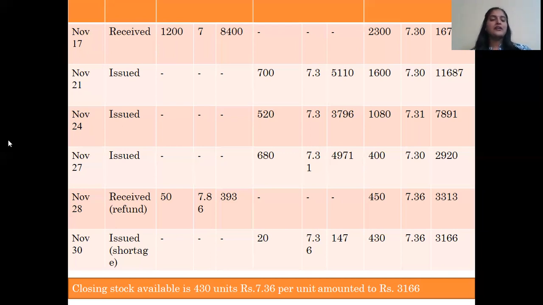Now, immediately after balancing all these things, we need to go for the closing stock. Available is 430 units at the rate of rupees 7.36, amounting to 3,166. This is how we need to do the problem. I hope you all understood very clearly, and I hope you can try all these problems. The only thing you need is to practice the problems. Thank you.